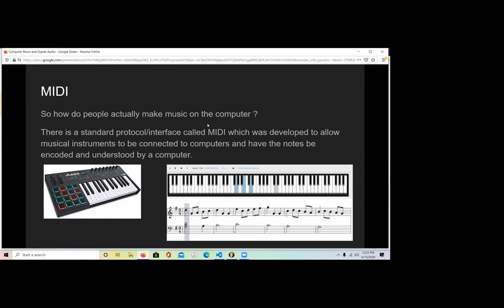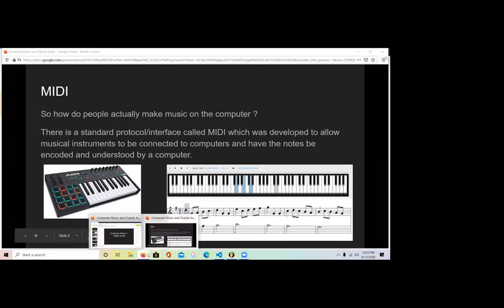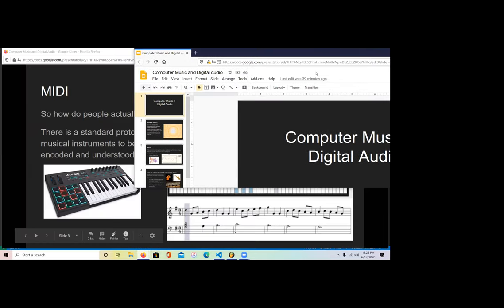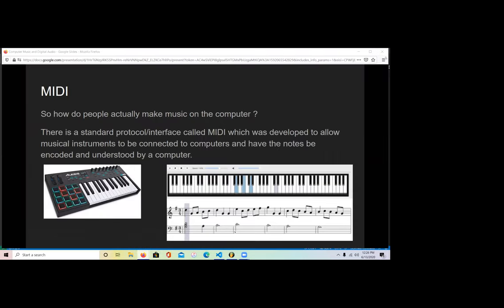So now I want to talk about some of the tools that have been developed since those times I was talking about, to make music on a computer. These are tools that are used widely today. There's this format, this protocol called MIDI. I forgot to look up what it stands for, so I'm going to look that up right now. Musical Instrument Digital Interface.